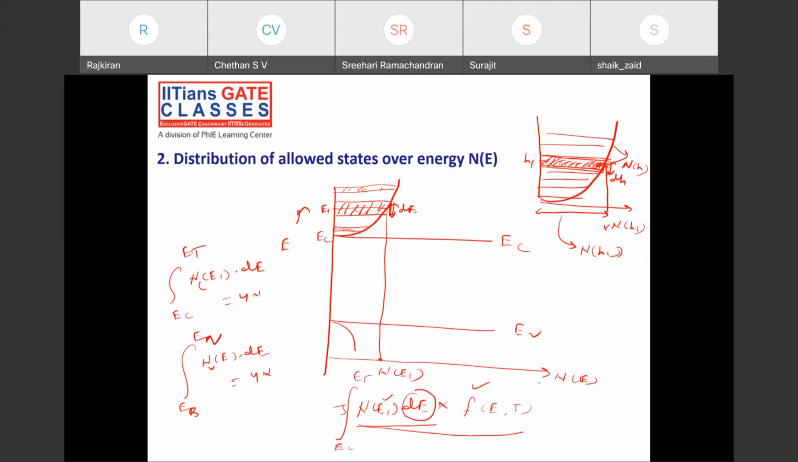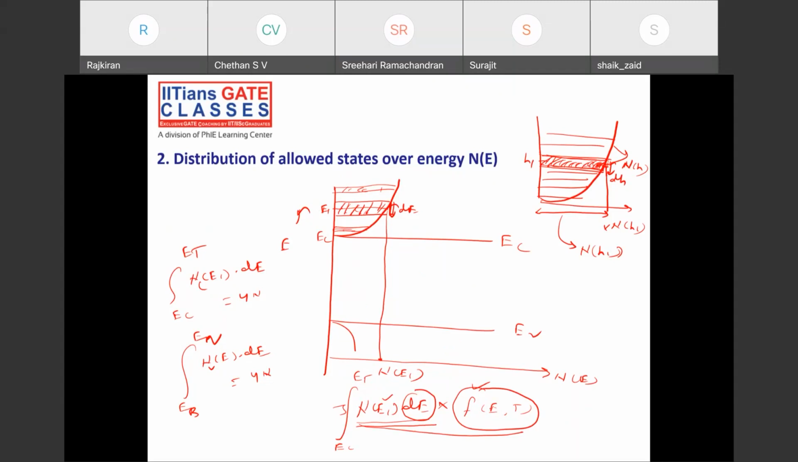Right or not? Yes, I understood, sir. I asked because earlier it was said that they will occupy the lowest state possible. That's right. That will be ensured by this Fermi-Dirac function. This is the rooms available. Out of these rooms available, occupying the lowest state will be ensured by this probability. If you go up and up, the probability will be very less. Even if you have a lot of rooms available, only a minimum number of rooms will be filled.